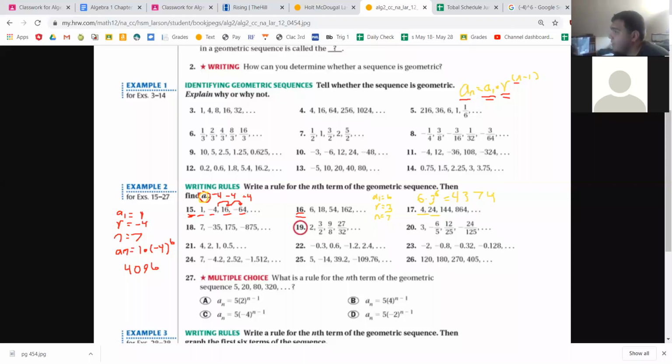7 times this right here, 7 minus 1 is what, Lily? 7 minus 1 is 6. Yeah. So it's going to be 7 times -5 to the 6th power. At this point, Lily, just get a calculator, okay? So -5 to the 6th power times 7. Okay? So you see how I just typed that in the calculator, Lily?